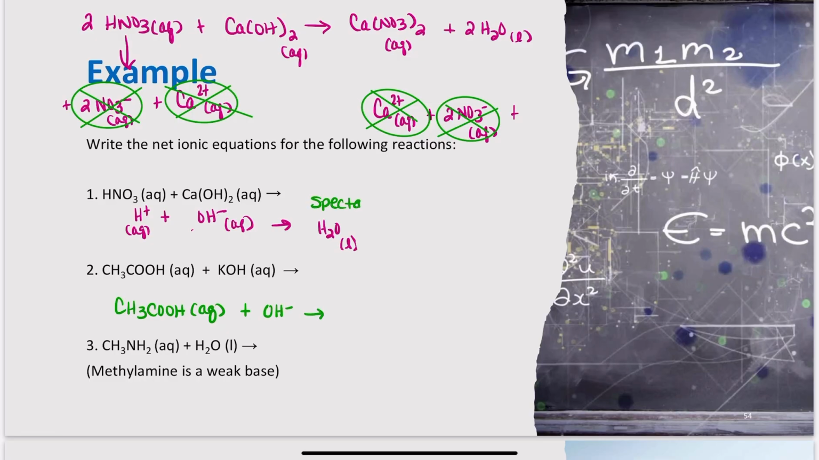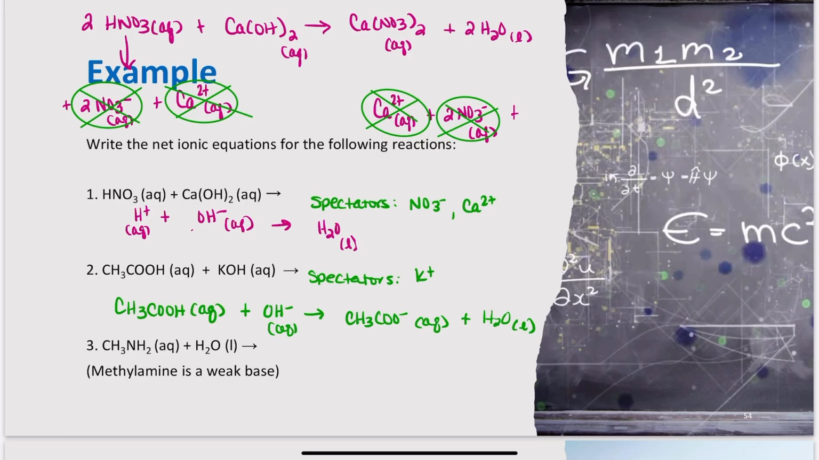So again, spectators here are the nitrate ion and the calcium ion. Spectators here will just be the potassium ion. There won't be a second spectator. This is going to form acetate and water.